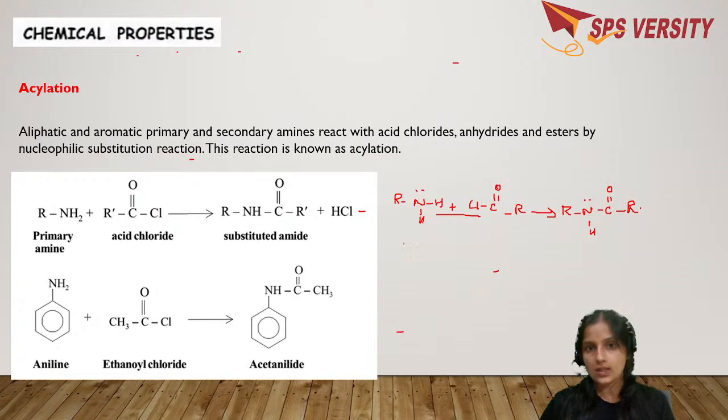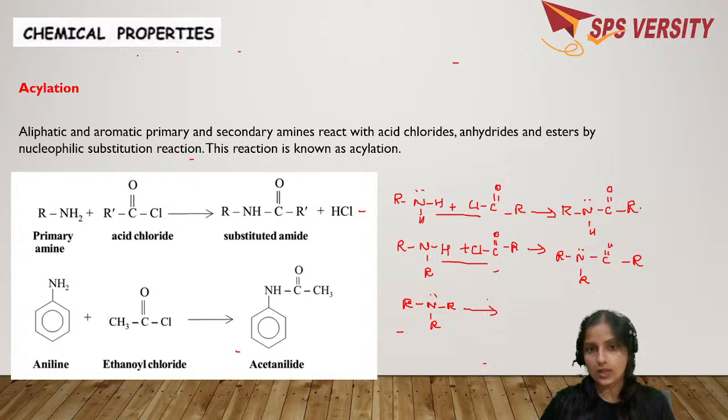If it is a secondary amine, and you treat it with the acid chloride, then you get RNR, this HCl will go, and you're going to get the secondary amide. And if you don't have hydrogens over here which can be replaced, this won't react with acid chloride or acid anhydride or ester. Otherwise, they'll react the same way.